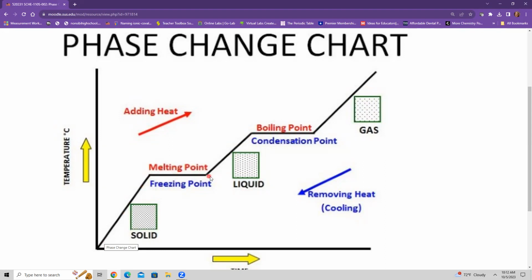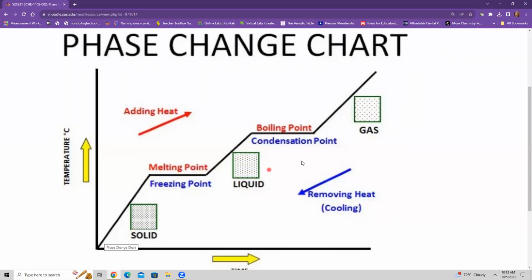You notice that we're not really looking at the amount of heat that is transferred. We're just saying that we're adding heat as we're going up, which we are. That's what is energy transfer. And there's melting point. Each one of these plateaus is a melting or a boiling point, or a condensation or a freezing point, depending on which way you're going.